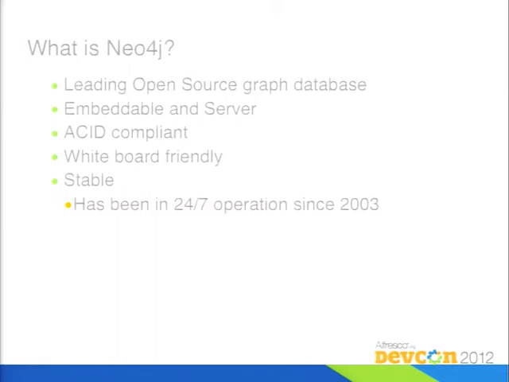And it's stable. Neo4j has been around since 2003, and it's been in 24/7 production since then.